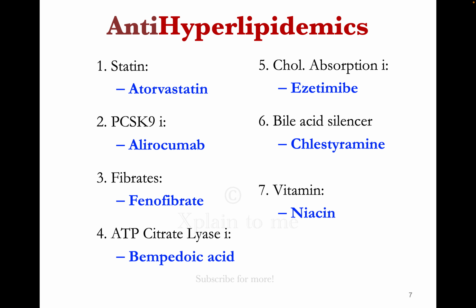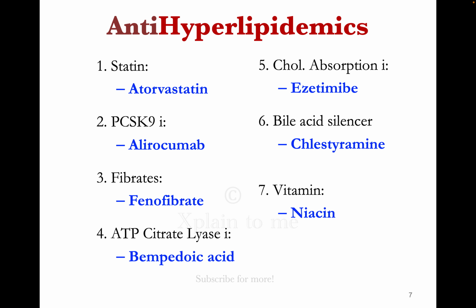Inside the hepatocytes, in the same cholesterol synthetic pathway, early, just before the HMG CoA reductase step, we have a step where we have to convert citrate to acetyl CoA. That is the step catalyzed by the enzyme ATP citrate lyase. That enzyme is inhibited by this inhibitor. That is why it is called ACL inhibitors. Bempedoic acid, a well tolerated drug.